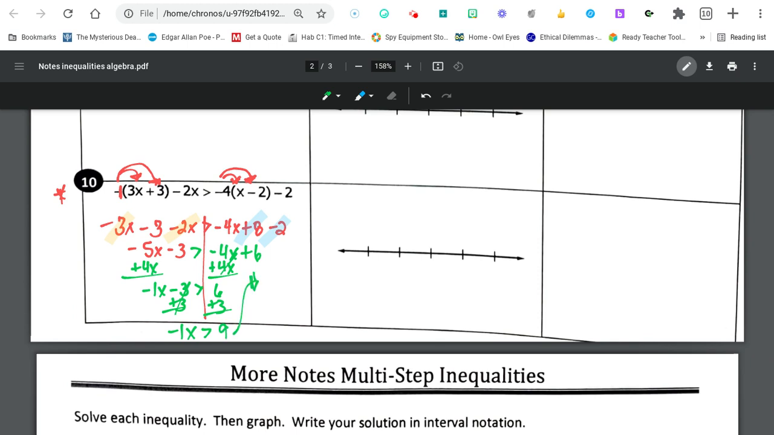I'm going to have to go up here so I can have some more room, okay? But you're going to divide both sides by -1, guys. So since you're dividing by a negative, greater than is going to flip to less than. It's going to be x less than -9.